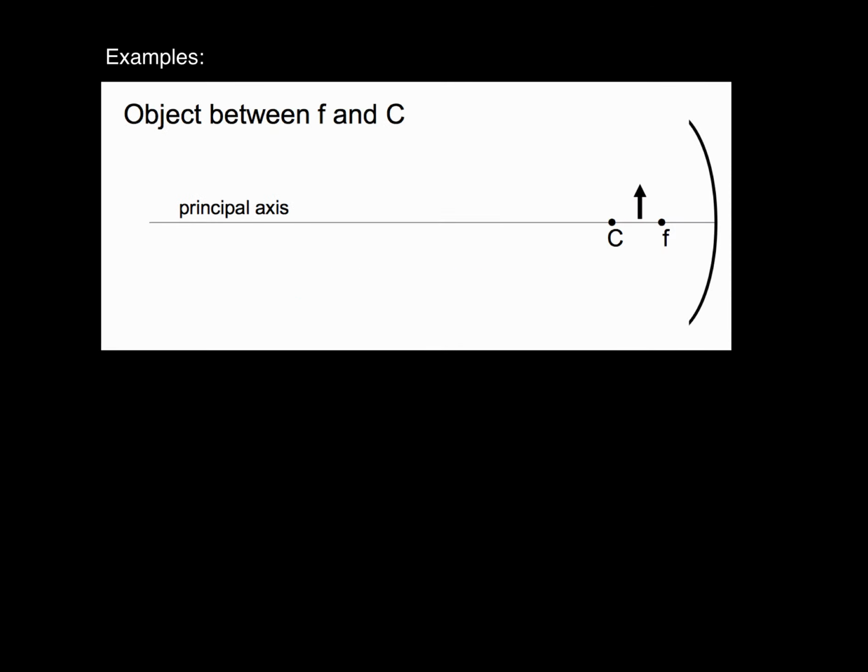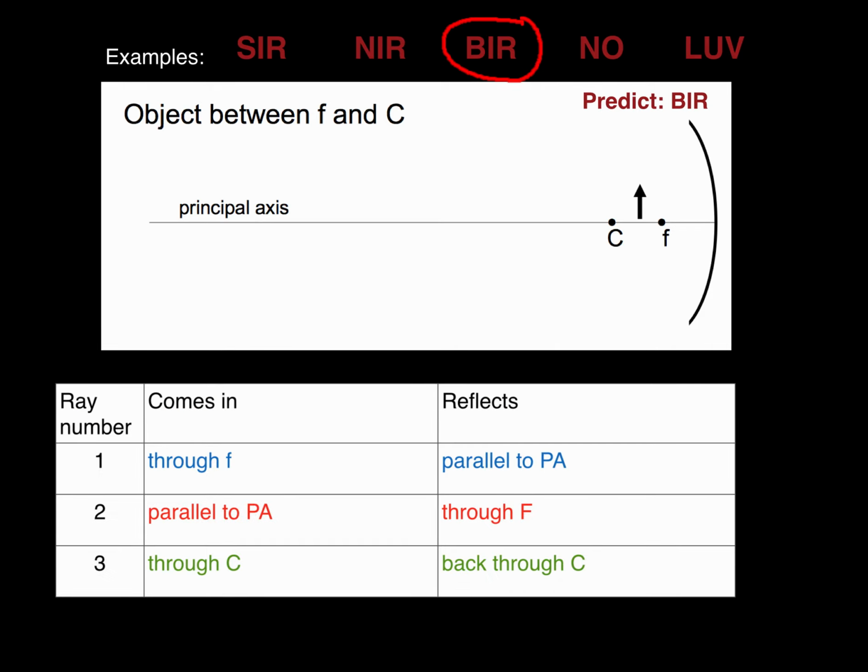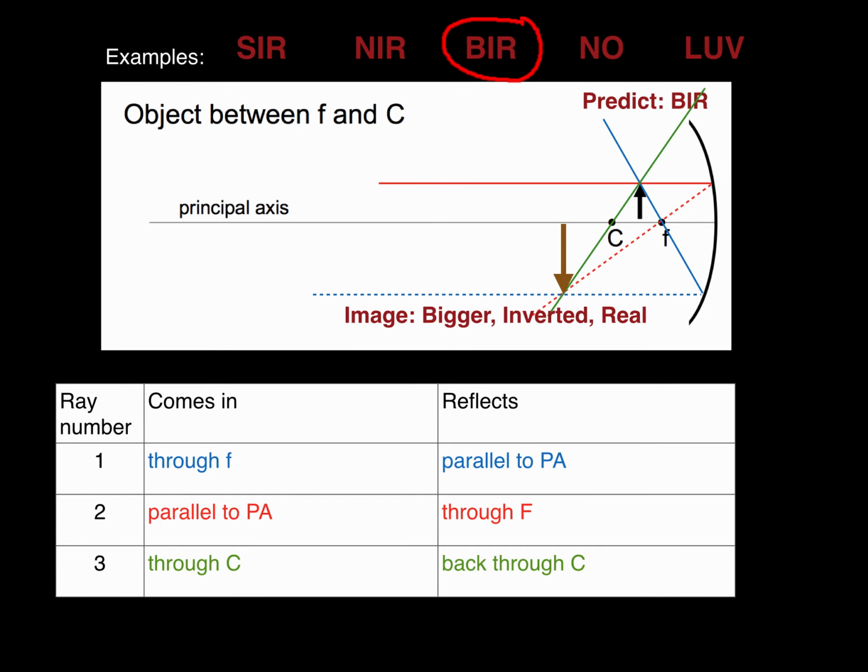Next, we have an object placed between C and F. We expect this to be BIR, bigger, inverted, and real. We draw our 3 lines. The first line comes from the top of the object through the focus and hits the mirror. It reflects back parallel to the principal axis. The second line comes in parallel to the principal axis and reflects back through the focus. The third line comes from the center through the top of the object, hits the mirror, and reflects back through the center. We can draw the image pointing at the intersection between our 3 reflected lines, and we see that it's bigger, inverted, and on the real side of the mirror, just as we predicted.